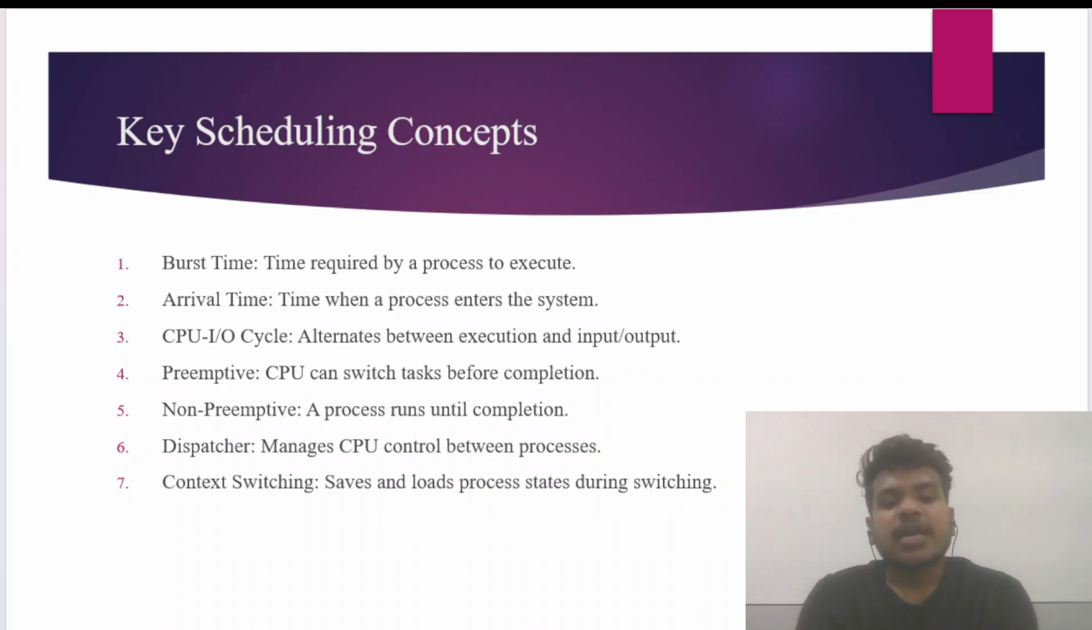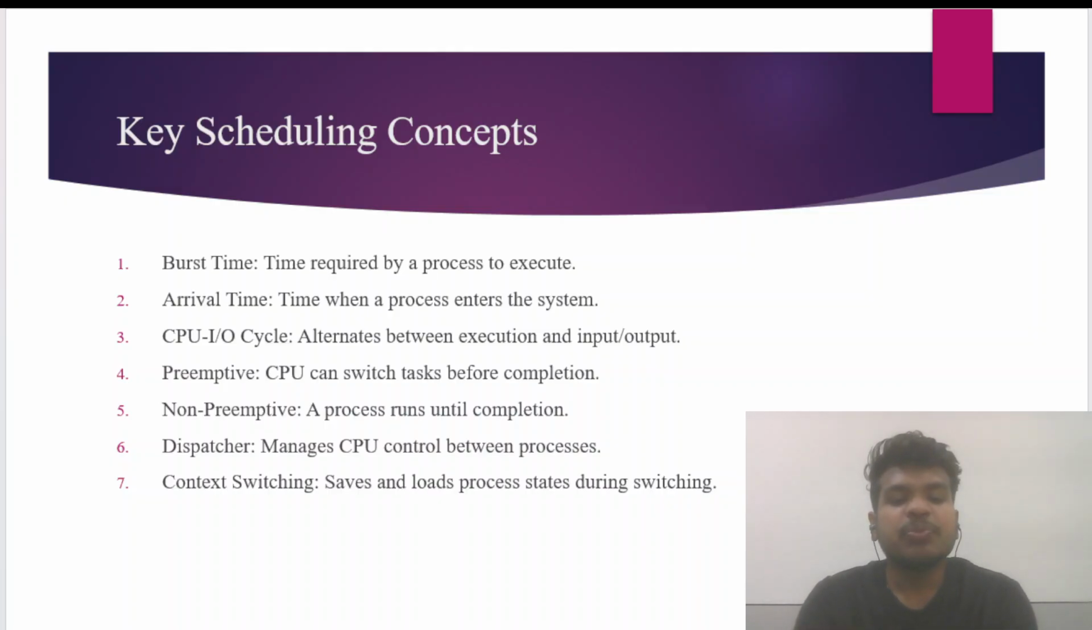Then we have the arrival time. Arrival time is the time when the process enters the system and is ready to execute. The scheduler decides which process to pick first based on its arrival time. So it is very important.